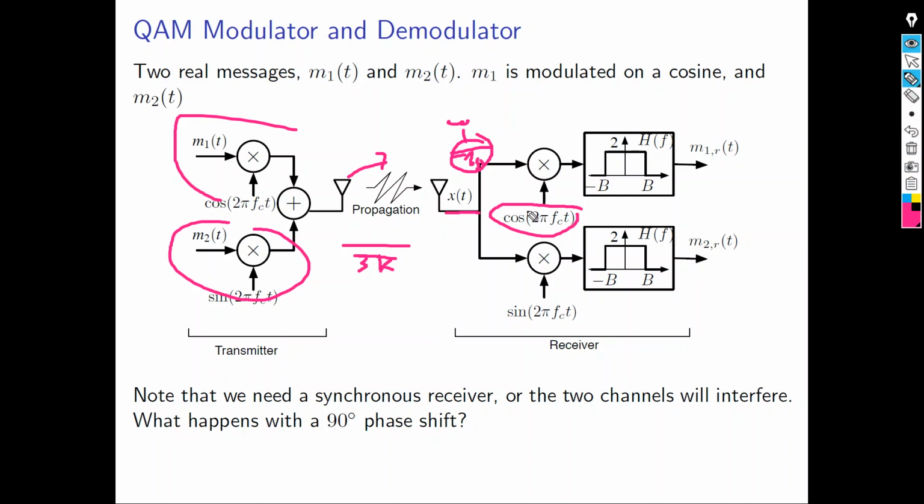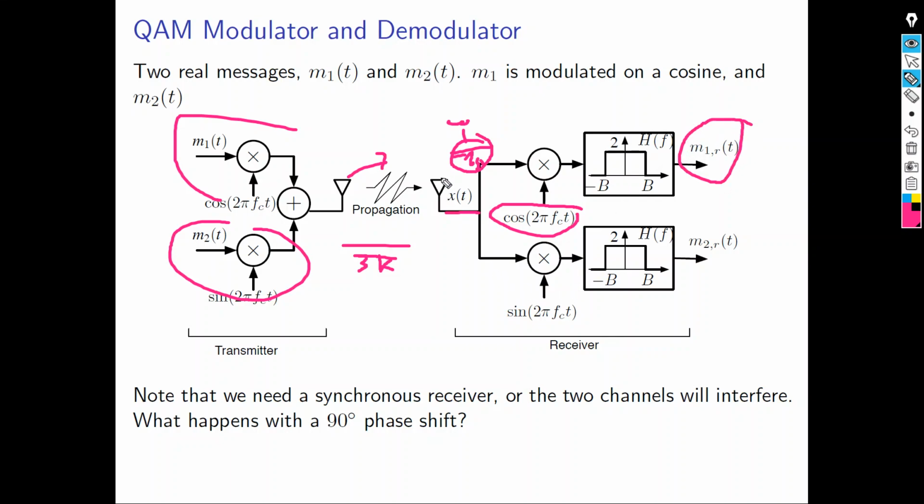What's that signal that's not in the direction of cosine? It's sine. When cosine gets multiplied by sine, the result is 0. So basically, you totally ignore and remove the signal related to M2 here when you multiply by cosine. And you get your signal, you use a low pass filter, and then you get M1 of t.